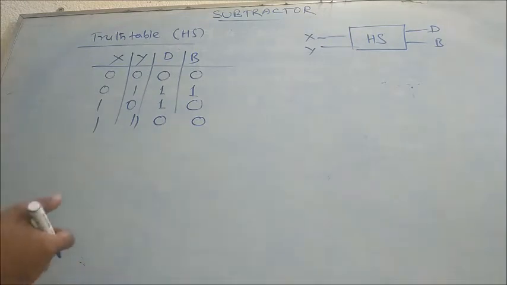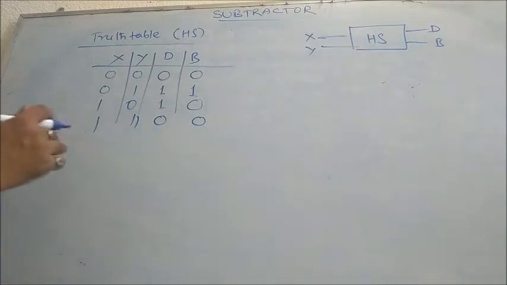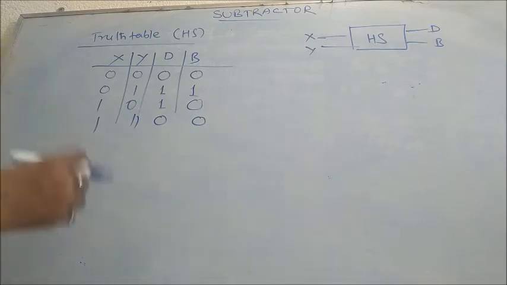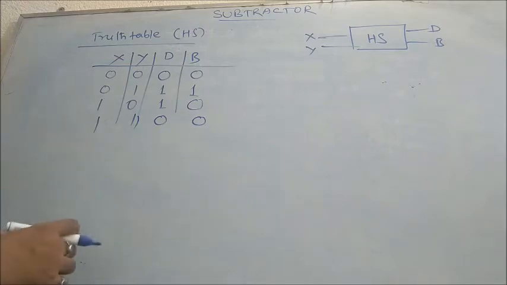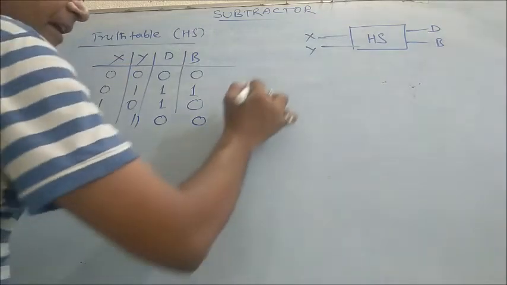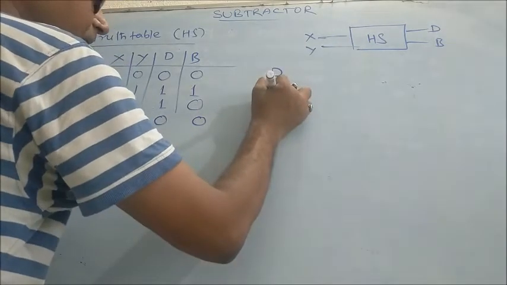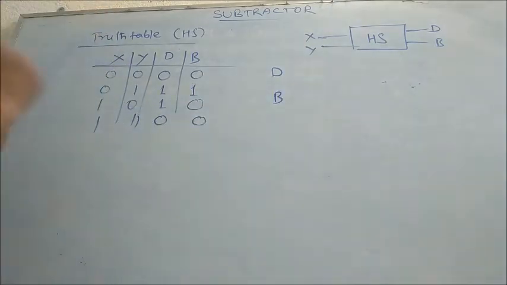Okay, fine. Now let's talk about the logic circuit of this half subtractor. For that we have two outputs, right? First is D and second one is B. D is the difference, B is the borrow. So how will it behave?